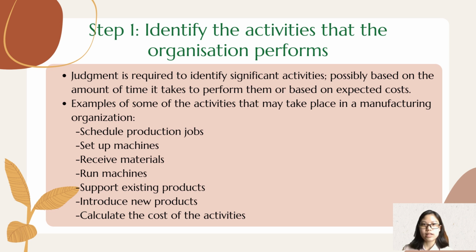Examples of some of the activities that may take place in a manufacturing organization are scheduling production jobs, setting up machines, receiving materials, running machines, supporting existing products, introducing new products, and calculating the cost of the activities.